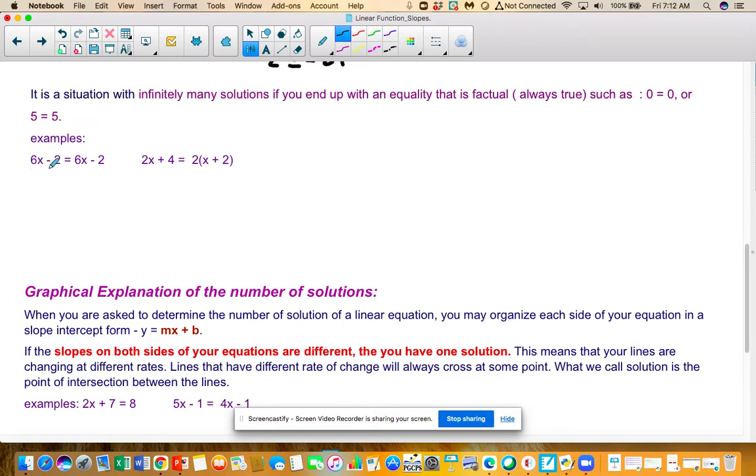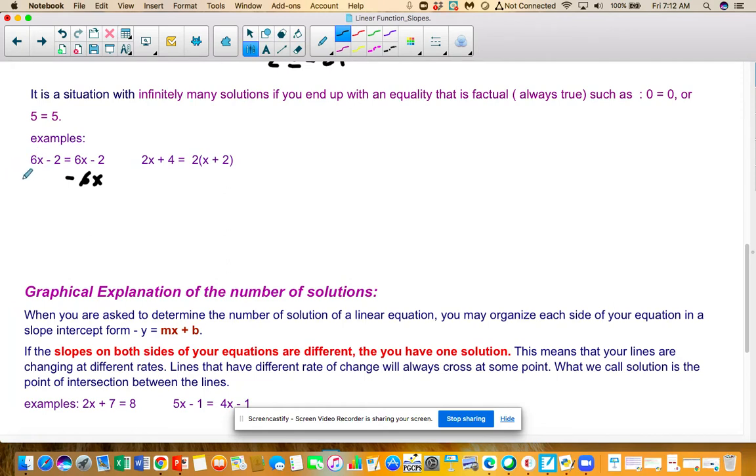Let's say that I'm solving this. Both sides are already simplified, so I'm going to move the variable to one side by subtracting 6x from both sides. But you can always say that 6x minus 2 is always going to equal 6x minus 2, no matter what x is. So that can tell you right away this is infinitely many solutions, right?